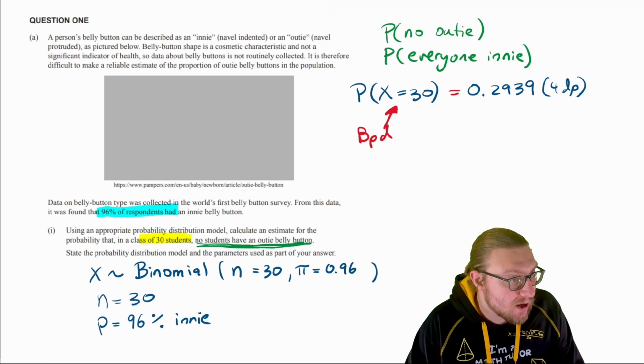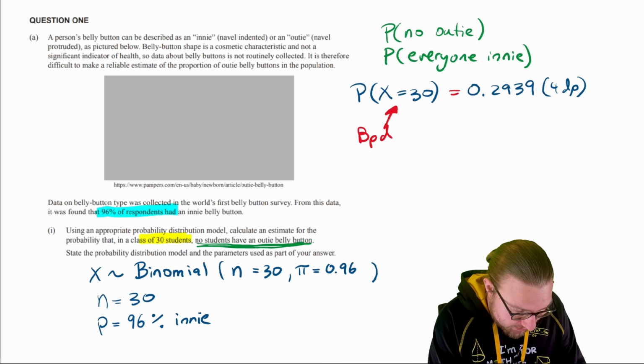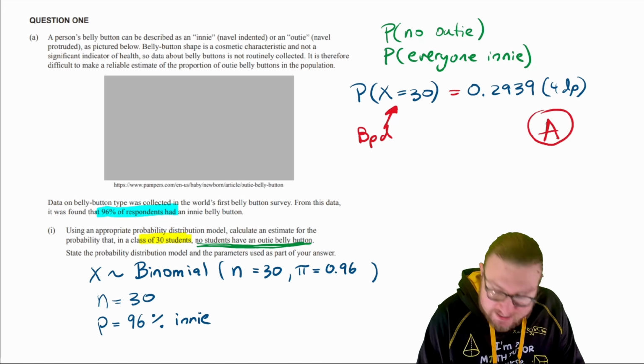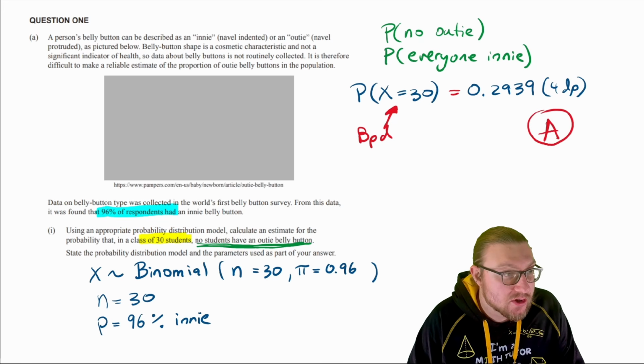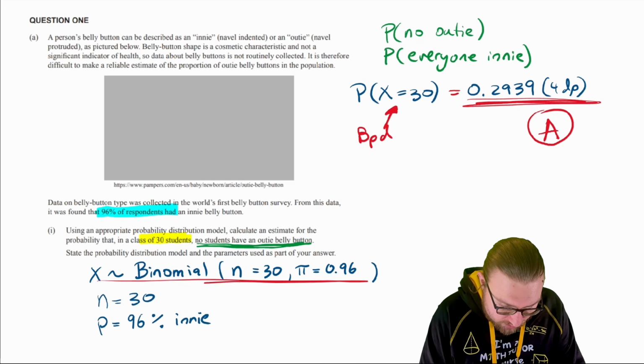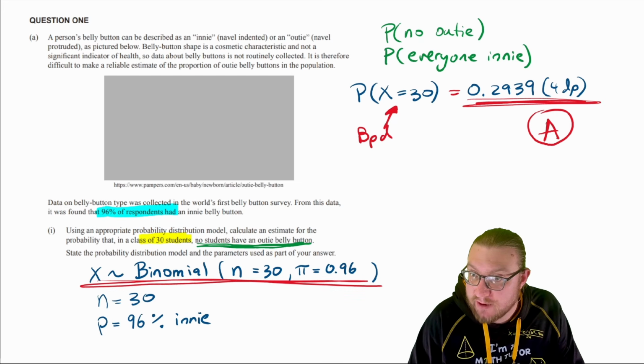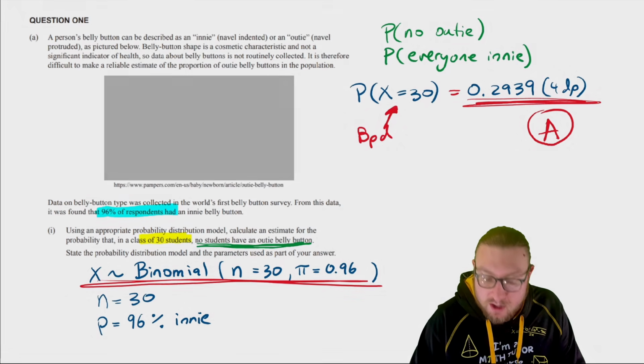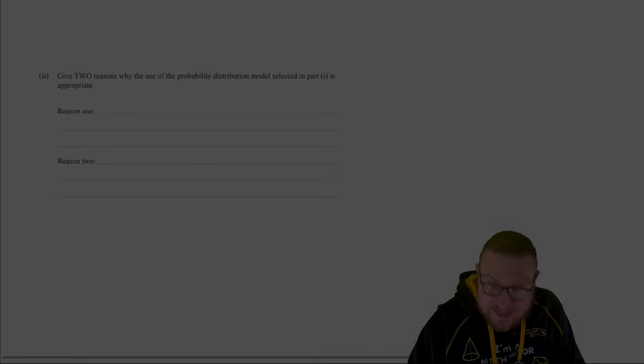Awesome, wonderful. Now where we've got this, getting this answer will give you guys an achieved mark. Yeah, you guys have to both find the probability as well as state what probability distribution we have. Okay, let's have a look at the next question.